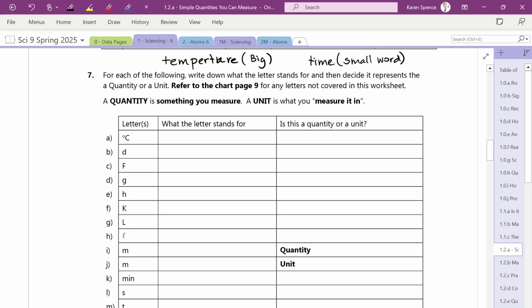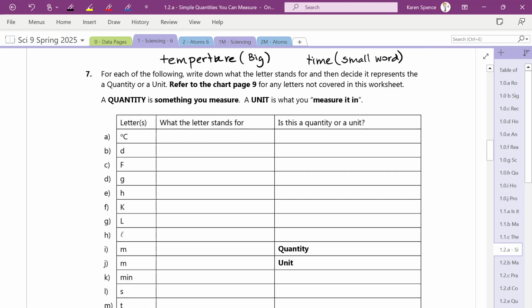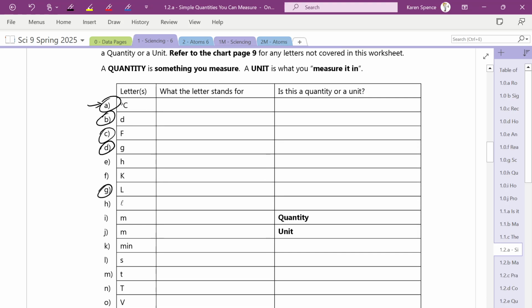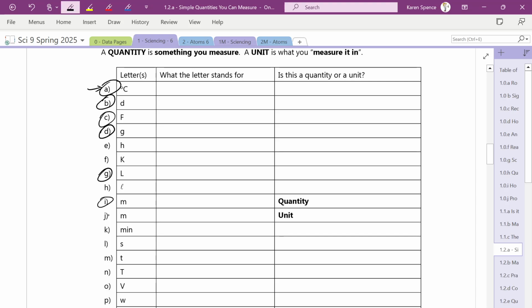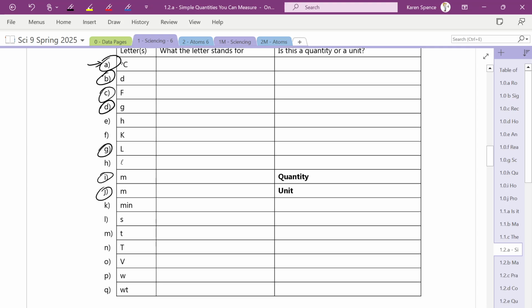For number 7, I'm going to just point to the ones that you should do. Okay, if you want to do the other ones, they will be enriched. So you need to do A, actually maybe I'll circle them. A, B, C, D, G, I, J. I think you can do K, L, M, N, V, and the other ones will make those black diamond ones.